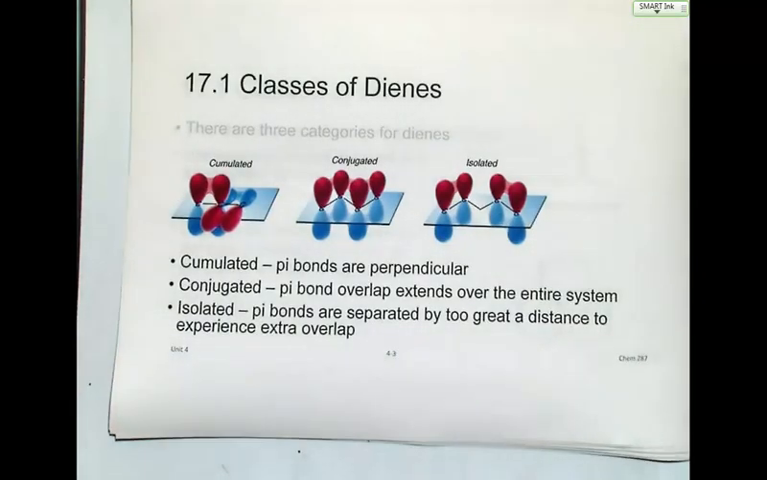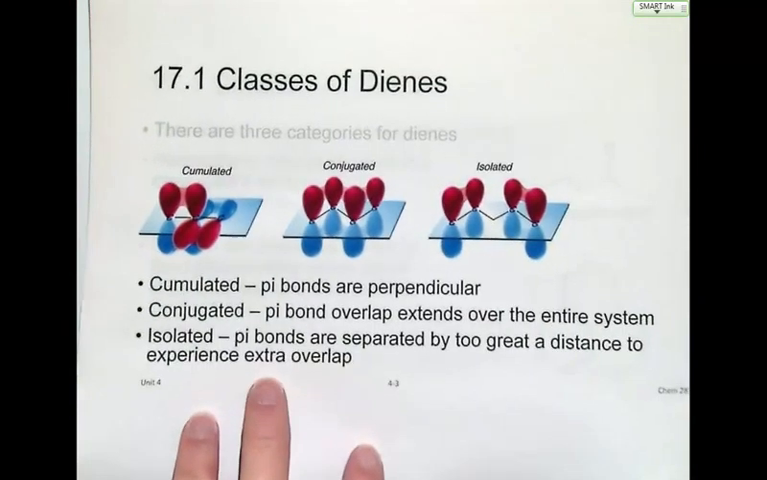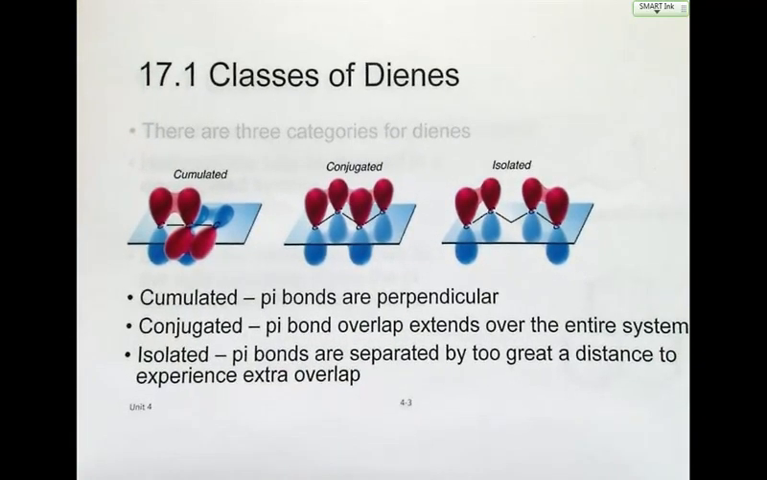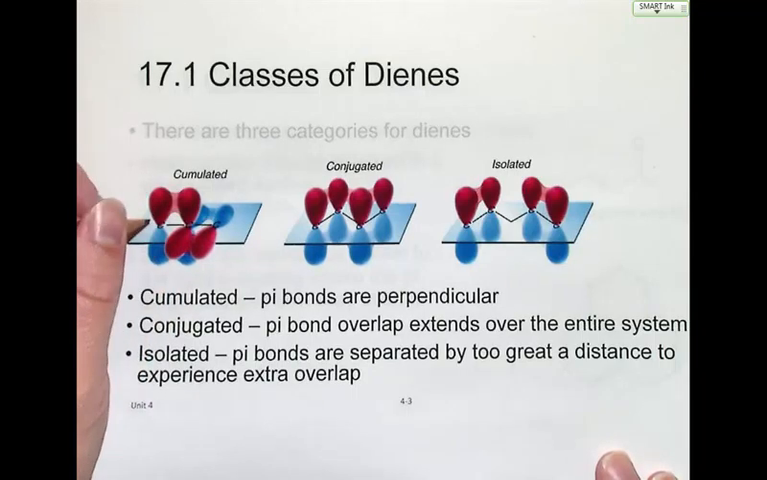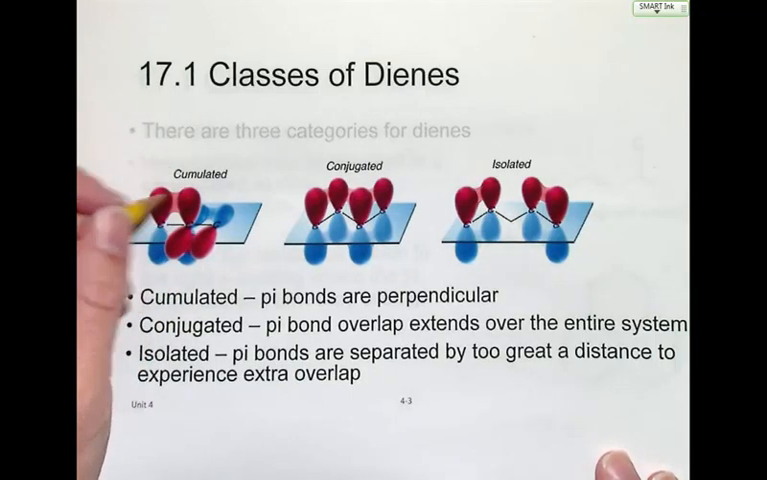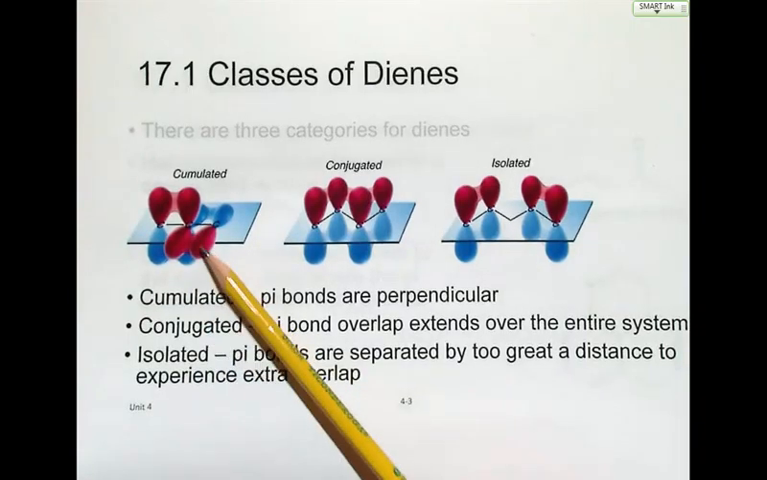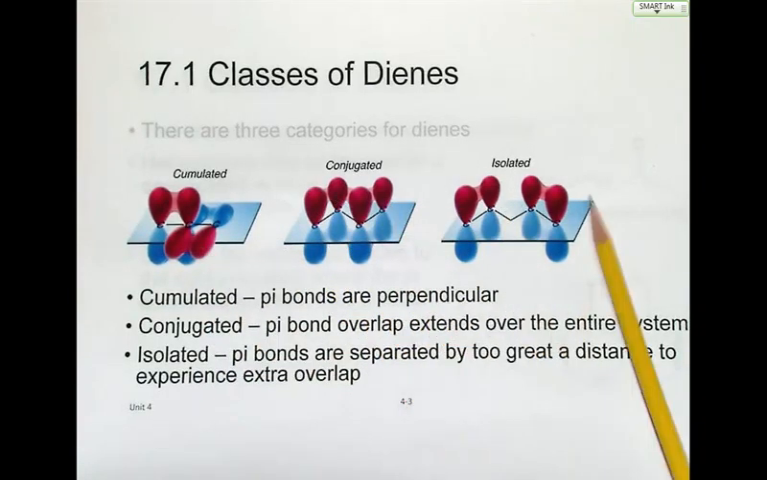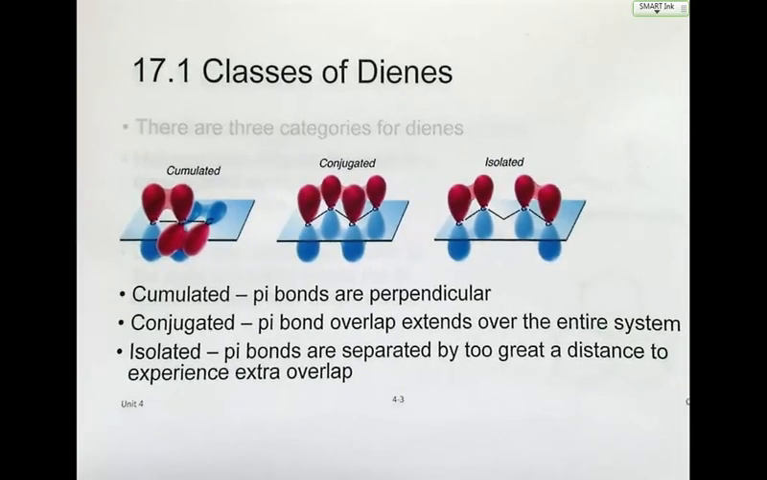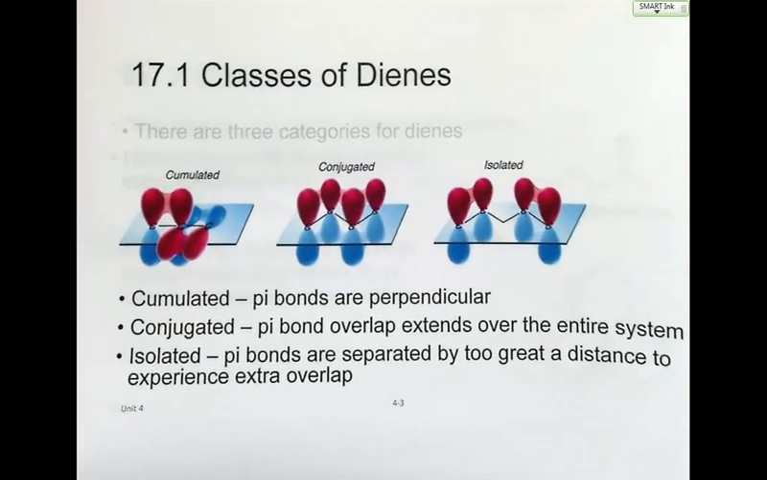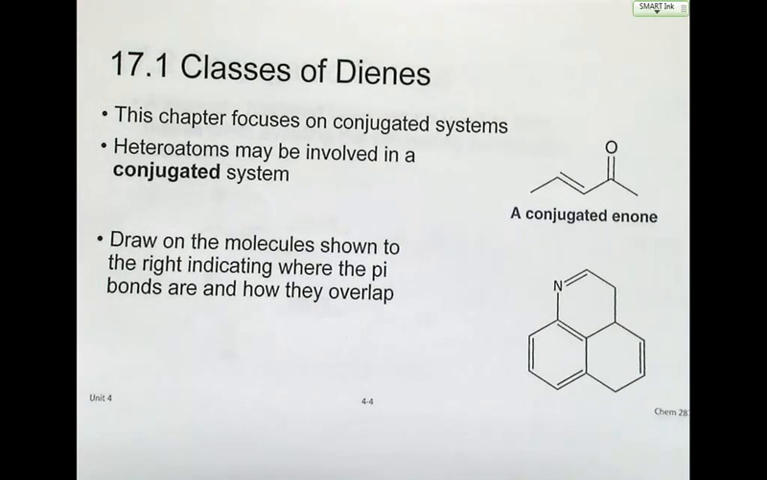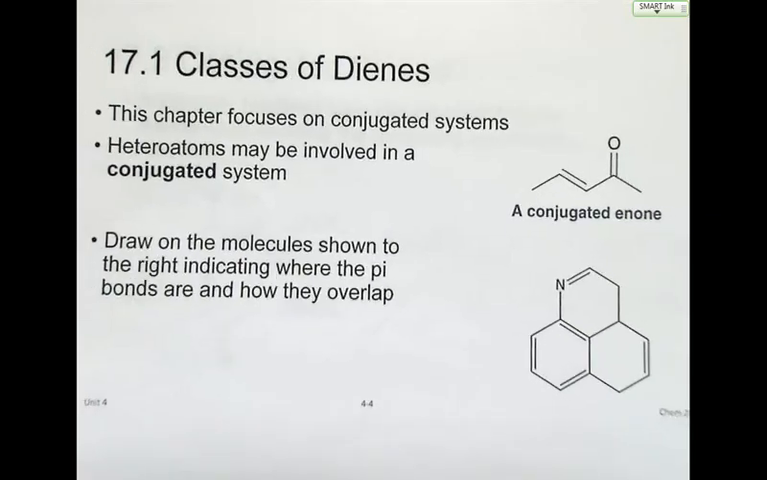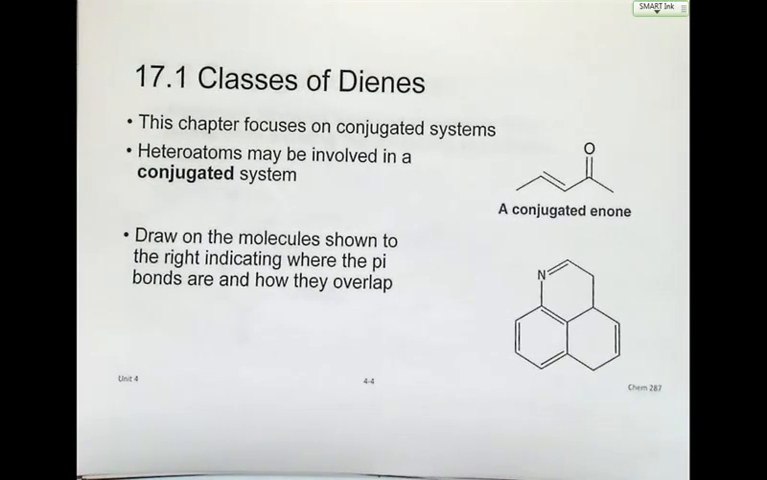Here's a picture of what we were just drawing, but with colors. This is artwork from the book. They drew the accumulated pi system the same way. So you've got overlap here, and then overlap on the orthogonal pi system, and then the conjugated one, and then the interrupted one. So why are we talking about these atomic p orbitals? Well, because we're going to be focusing on some interesting reactions that have a lot to do with delocalization through those p orbitals.